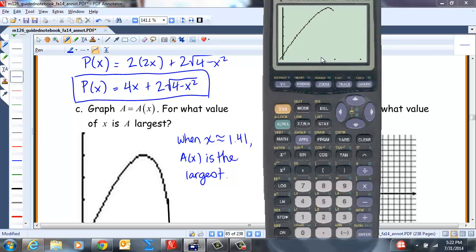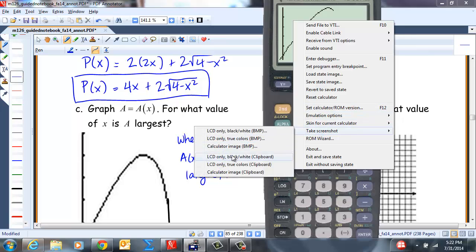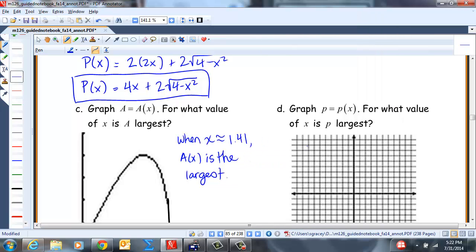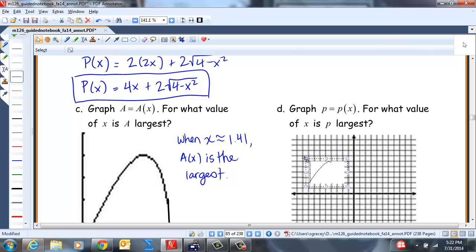Again, I want to make sure our graph is going okay, because when x is 2, the second part will zero out and we'll be up at 8. So this one actually looks like it's doing better. So let's take our screenshot here. Okay, we'll paste it over here.